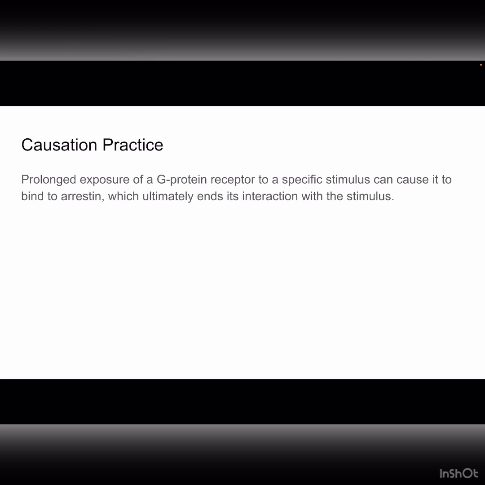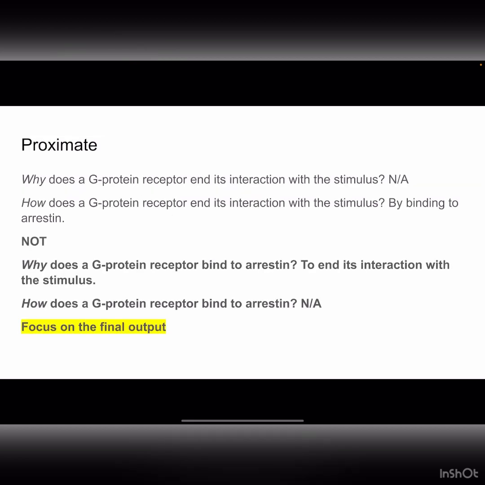If you need more time, feel free to pause the video, but we're going to go on to the answer. This is actually an example of proximate causation. How does the G protein receptor stop interacting with a stimulus? It binds to arrestin. Why does it stop interacting with the stimulus? We don't really know.